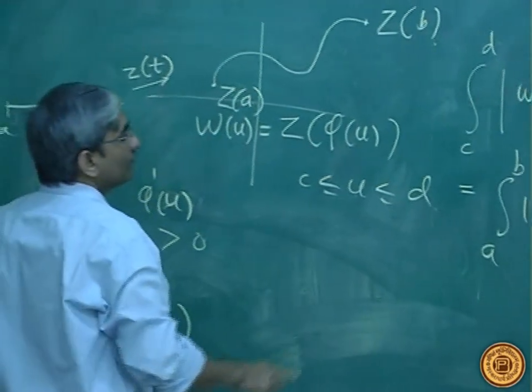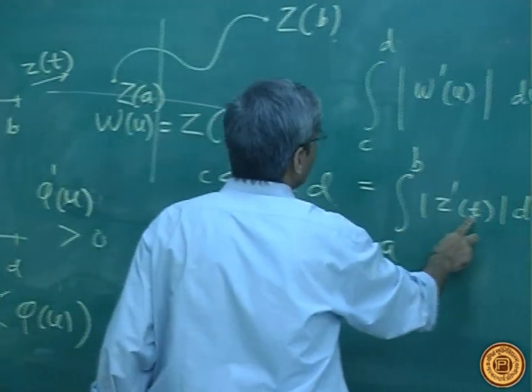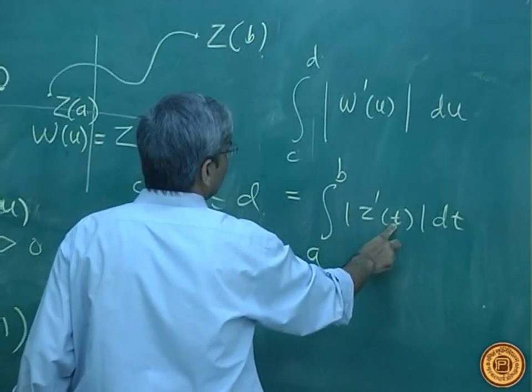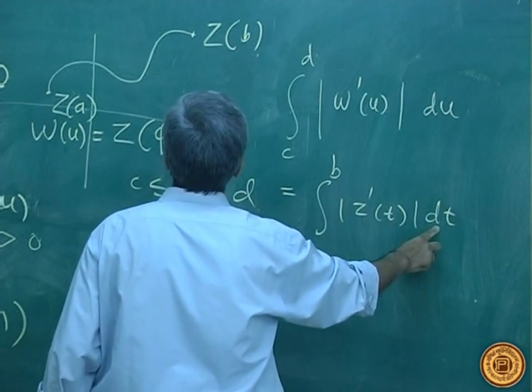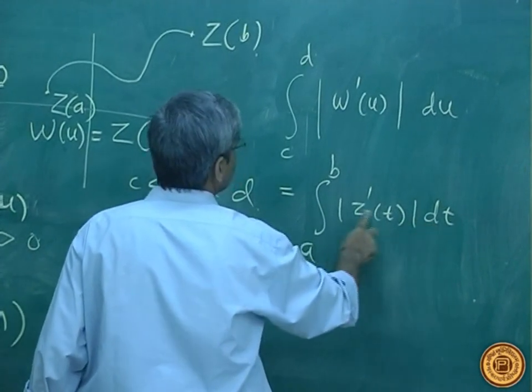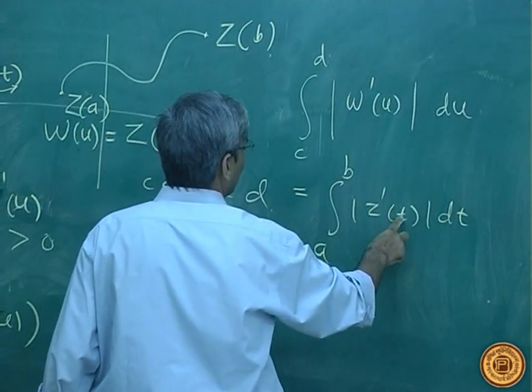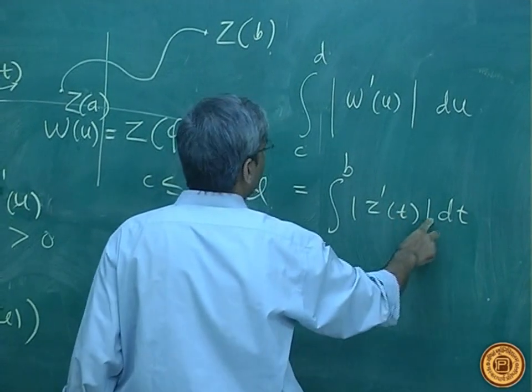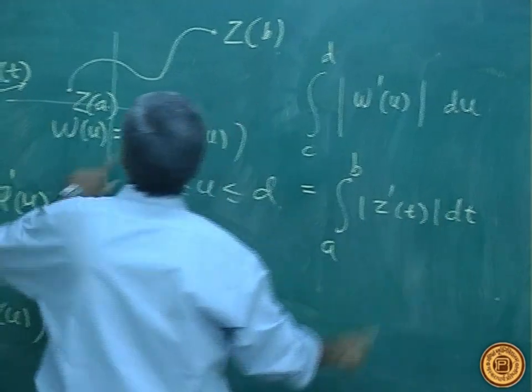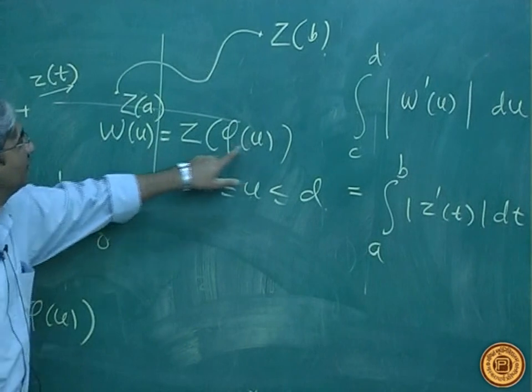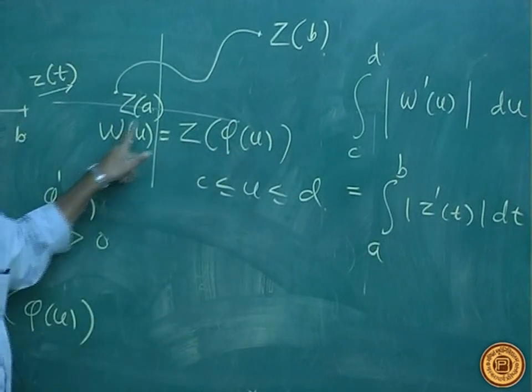Why is it so? Because you put t equal to phi u, then dt is phi dash u du. So z prime of phi u into phi dash u du is w prime. So these two will be equal.